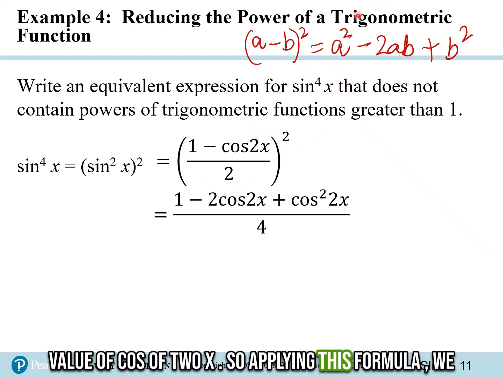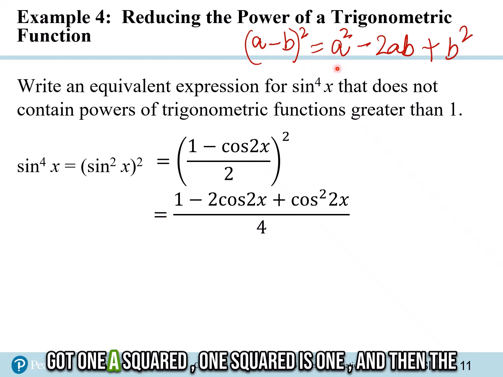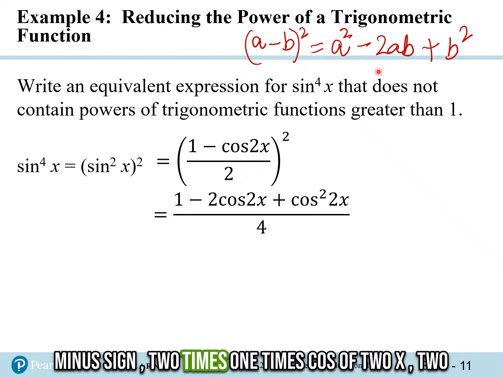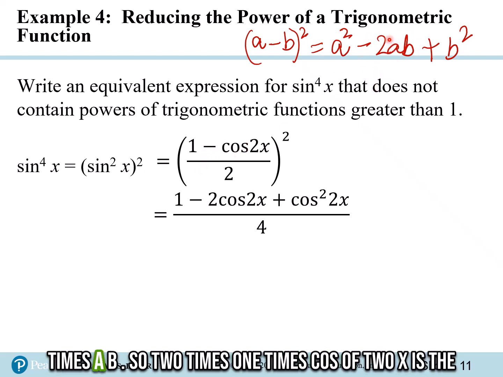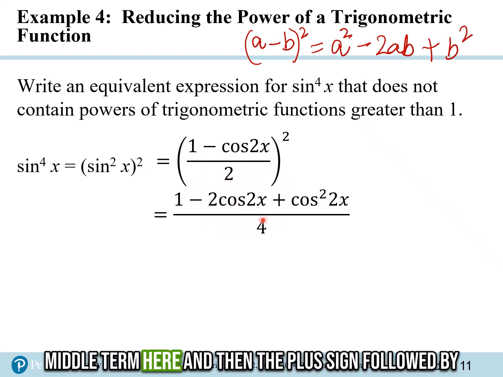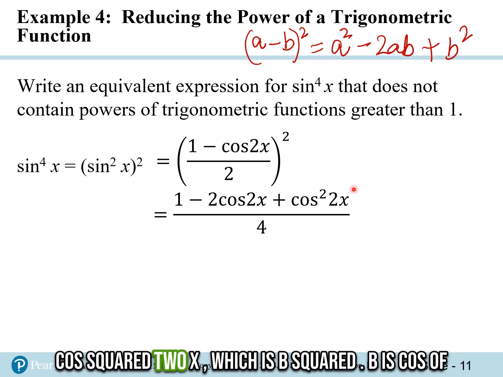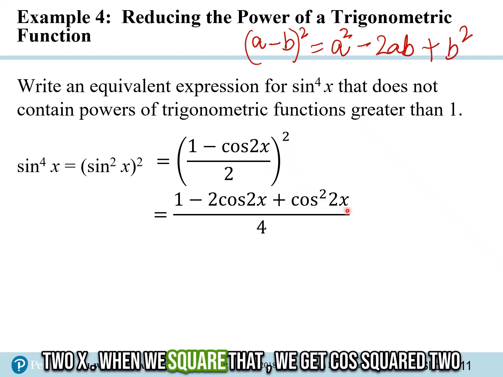So applying this formula, we got 1, a squared, 1 squared is 1, and then the minus sign, 2 times 1 times cos of 2x, 2 times ab. So 2 times 1 times cos of 2x is the middle term here, and then the plus sign followed by cos squared 2x, which is b squared. B is cos of 2x. When we square that, we get cos squared 2x.